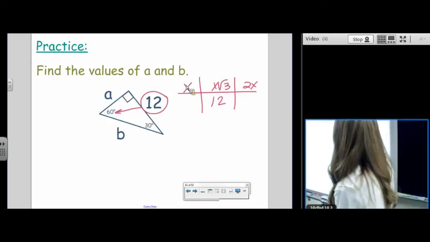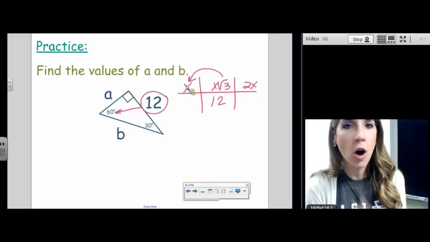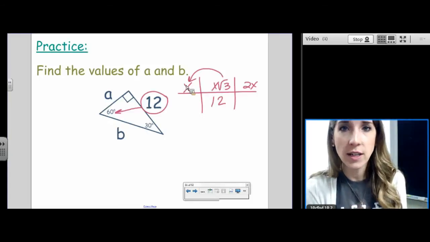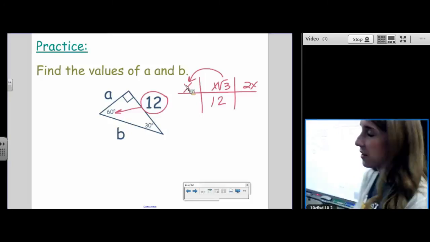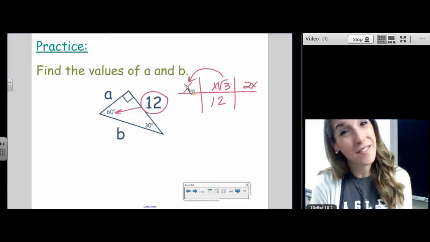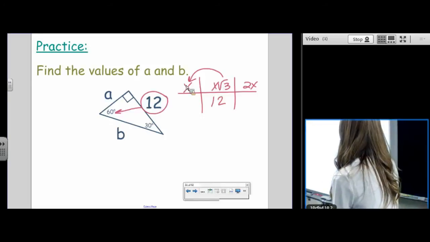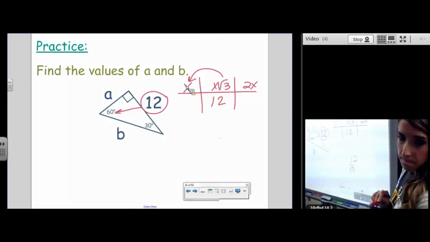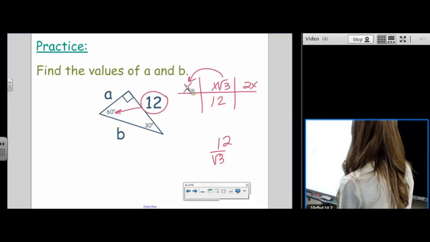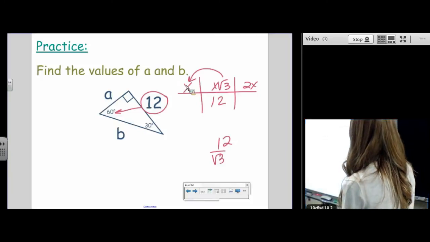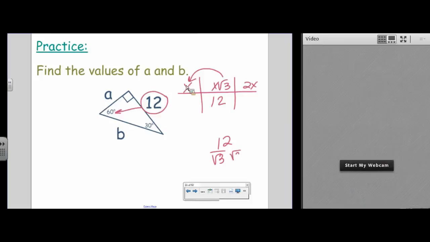How would we get from here to here? Because you always try to find x first. You always try to find that short leg first. Good. The opposite of multiplying by root 3 is dividing by root 3. So I'm going to go off to the side, and I'm going to divide it by root 3. And then I'm going to rationalize my denominator. That is 12 root 3 over 3.